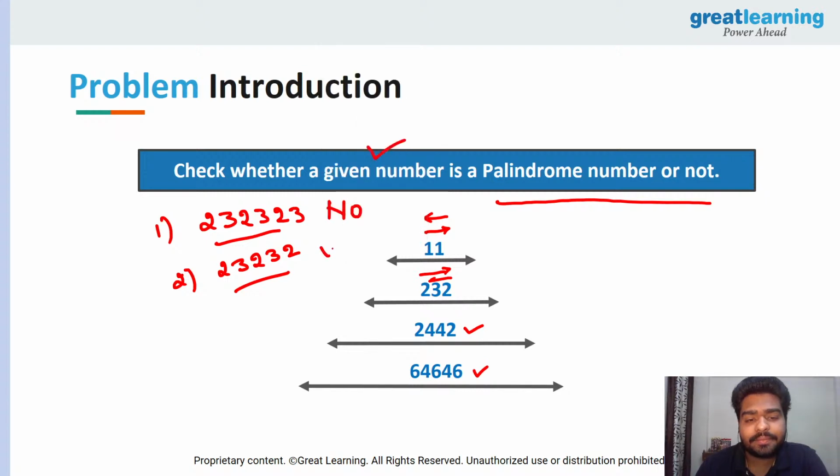Yes, this is a palindrome number. Okay, now this is our problem. What do we have to do? We have to solve this. How? We have to solve it using the 4 steps.